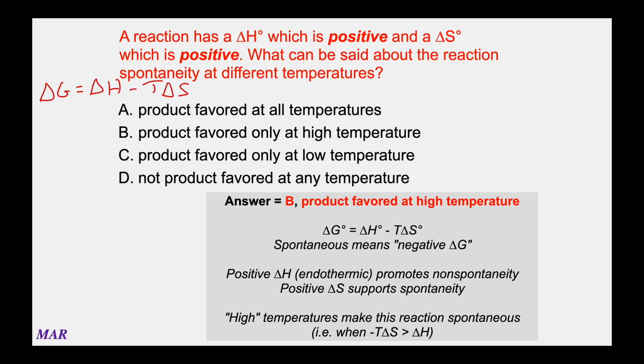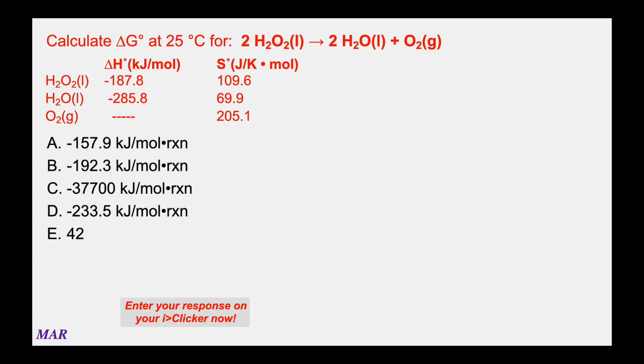If you wanted this reaction to go, you'd want to pump up the temperature to try and make it overpower the delta H and make the reaction spontaneous. In this problem, we have a series of delta H and delta S values, and we want to calculate the delta G for this reaction, which is 2 hydrogen peroxides decomposing into 2 waters and an oxygen. And there's 4 reasonable answers and 1 silly answer there once again.